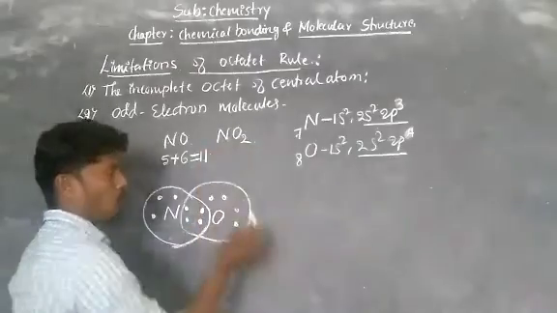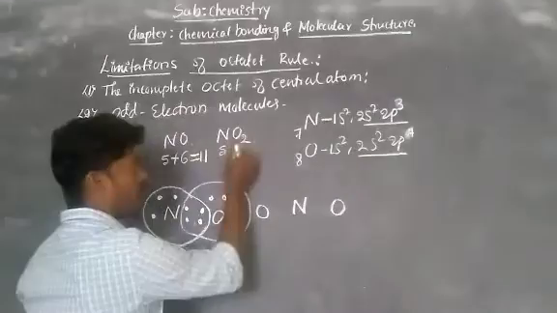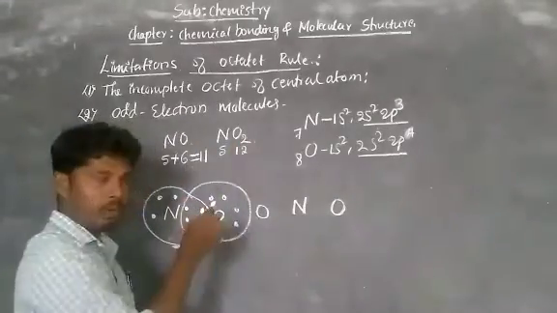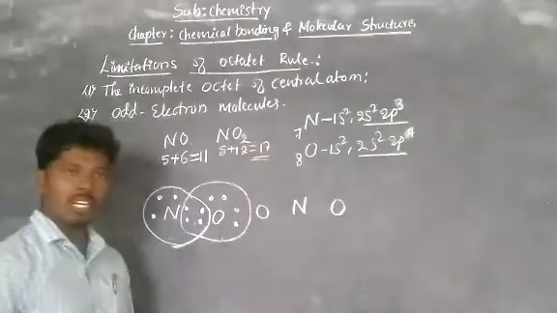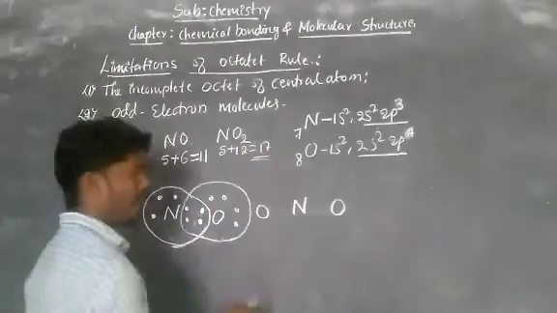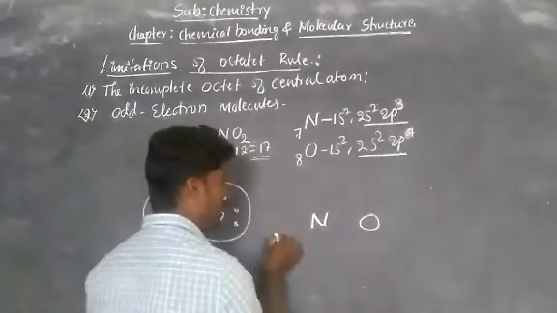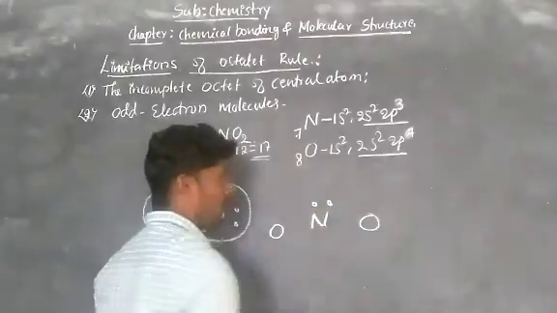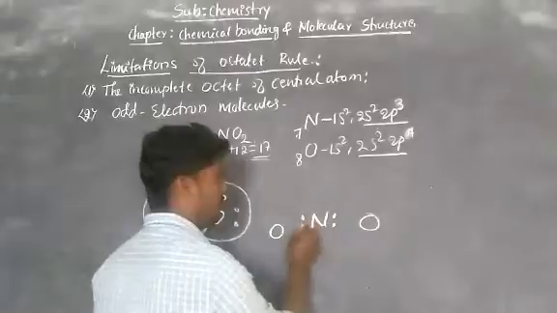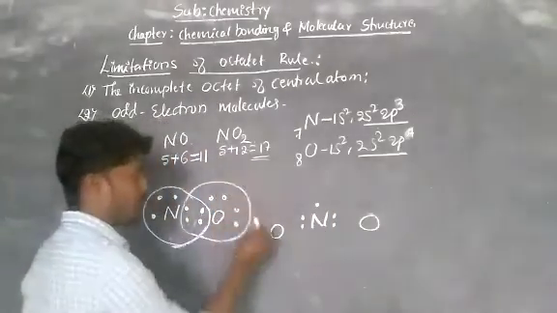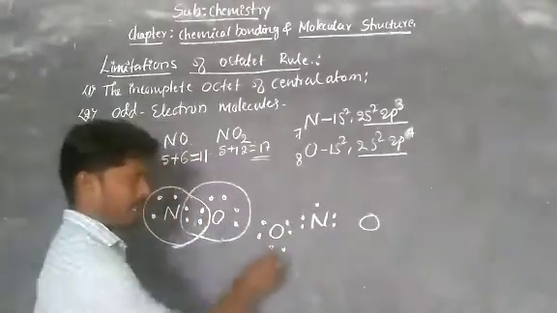Similarly, here observe NO2, that is N, O and O. The nitrogen has 5, each oxygen has 6, totally there are 12 plus 5, that is 17 electrons. Here also an odd number of electrons. So now write the structure of NO2, N, oxygen and oxygen. Nitrogen has 5 electrons. See, the 5 electrons are written like that. And oxygen has 6 electrons, each oxygen. 2, 3, 4, 5, 6 around oxygen.